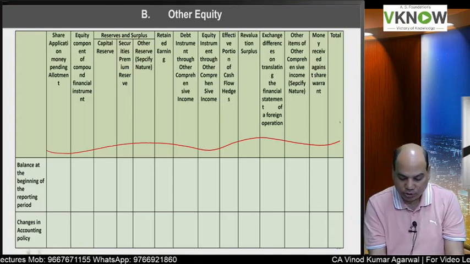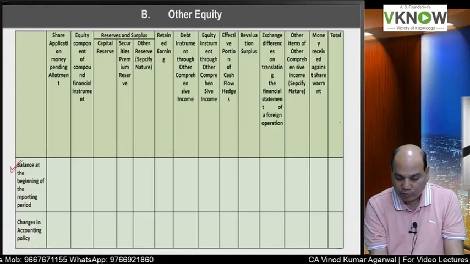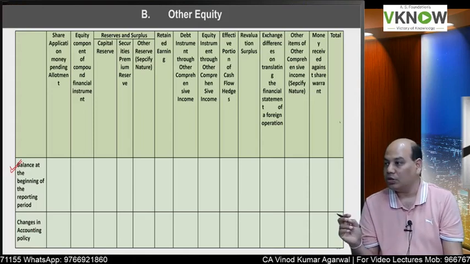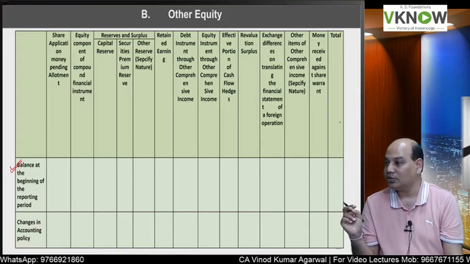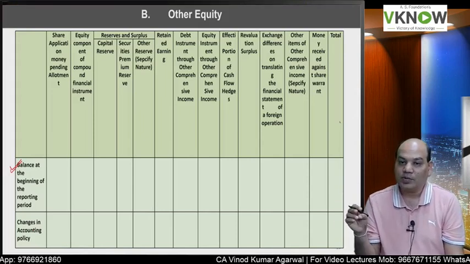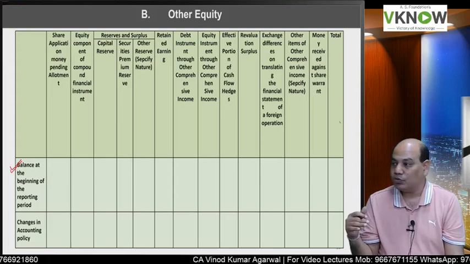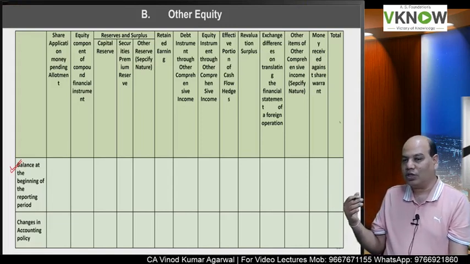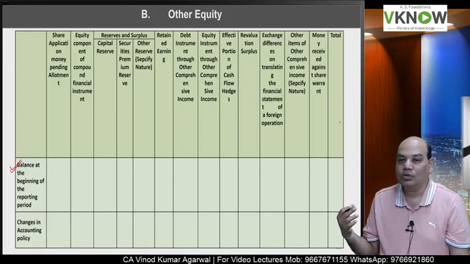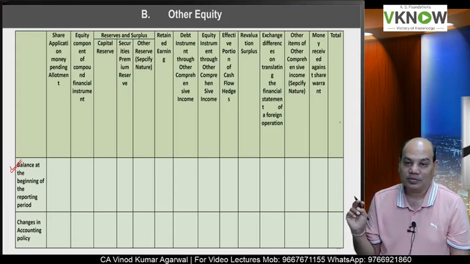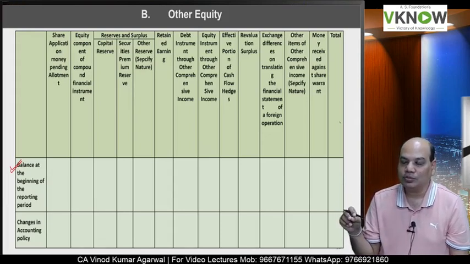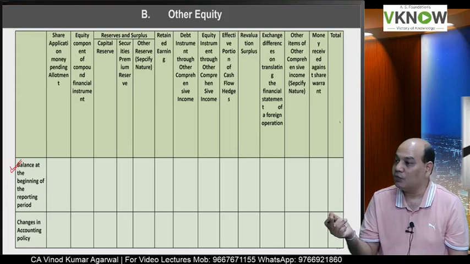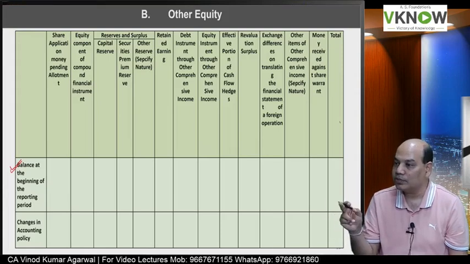But there are some special points, keep in mind. You will write balance at the beginning. If there is any change in accounting policy which has retrospective application, for example, under Ind AS, if you change the accounting policy voluntarily, it is always retrospective effect. In some cases, the standard will tell you whether you have to do retrospective or prospective. Is it right? But if you voluntarily change the accounting policy, always retrospective.